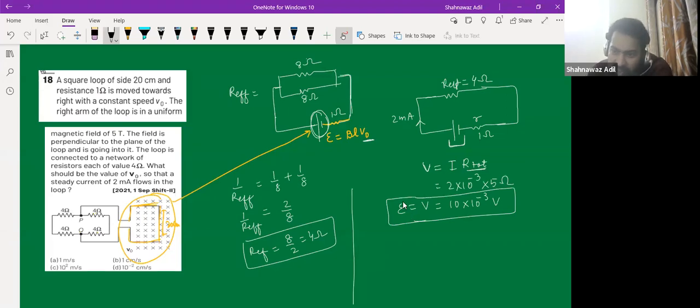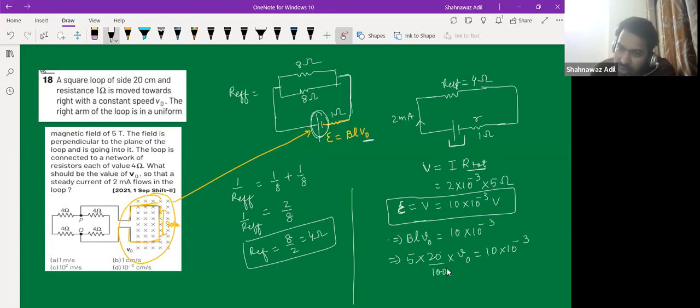Right. And we also know what this EMF is. This EMF is B L V naught. So this is equal to 10 into 10 to the power minus 3. And B is given, which is 5 Tesla. L is 20 centimeter, which is 20 by 100 meter. And V naught we have to find out. So this thing we can calculate, right?